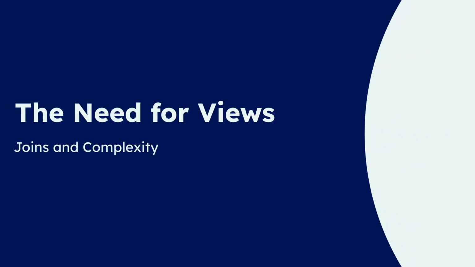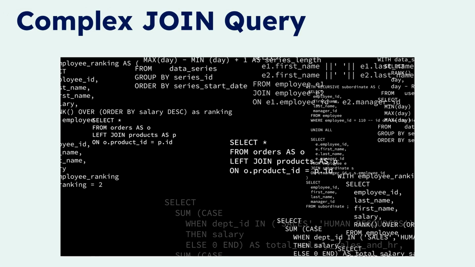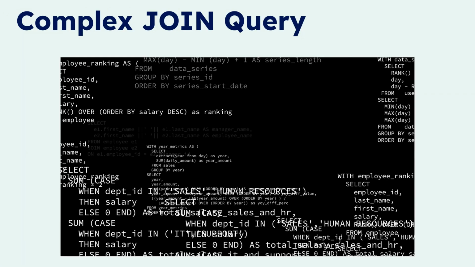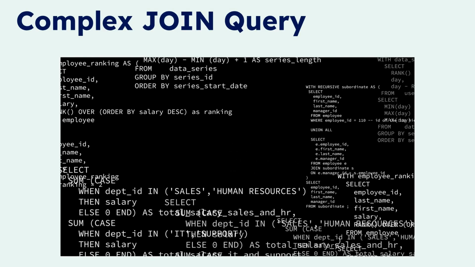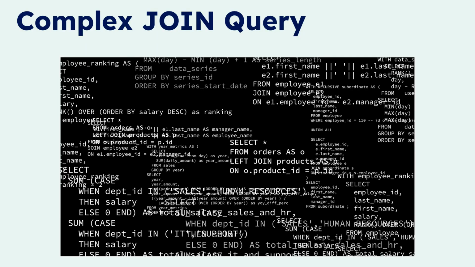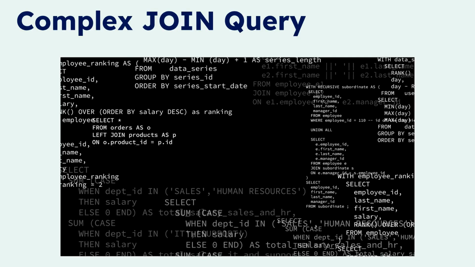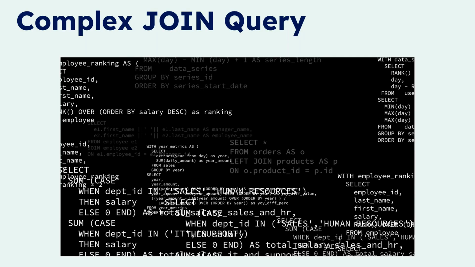Now that both tables contain data, we can retrieve combined information using a join query. This is where the complexity begins. This query selects employee ID, name, salary, and department name by joining the employees and departments tables on the department ID. We use a left join to ensure all employees are included, even those without an associated department.